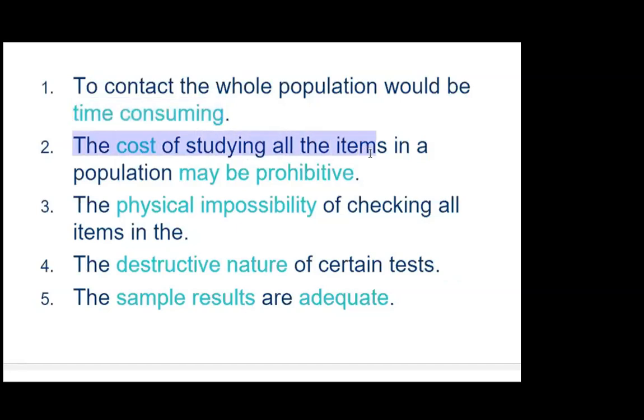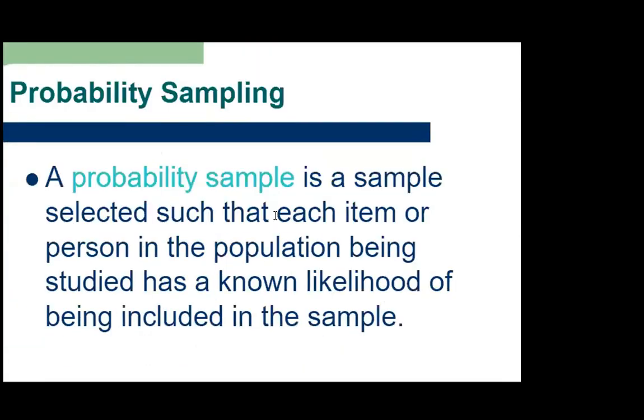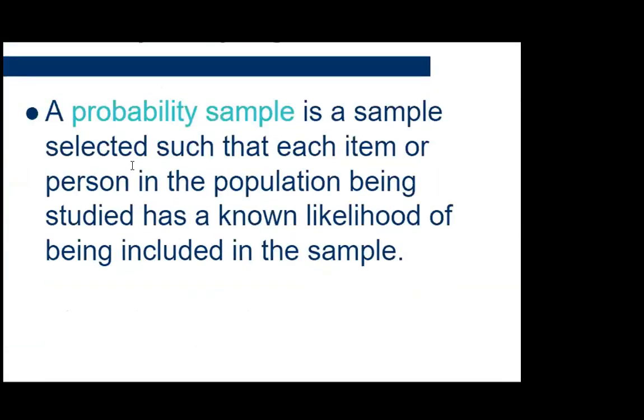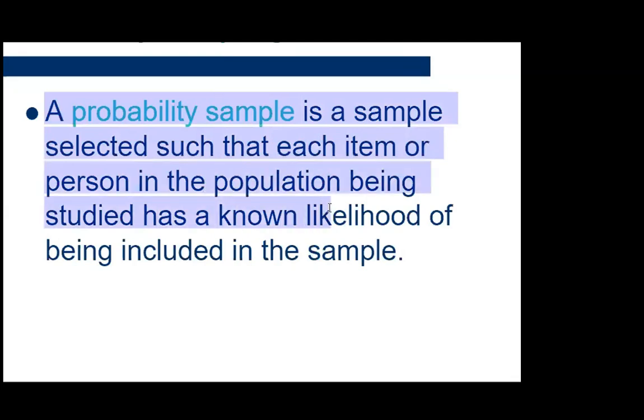So the cost of studying all items in the population may be a lot, right? As a result, we look for samples. What is a probability sample? A probability sample is a sample selected such that each item or person in the population being studied has a known likelihood of being included in the sample.